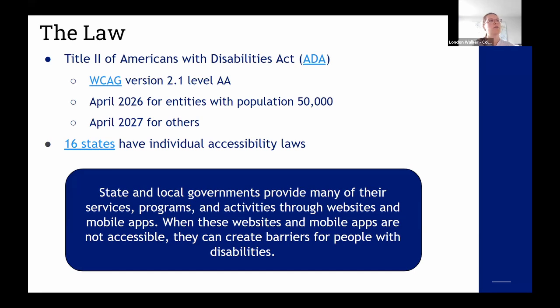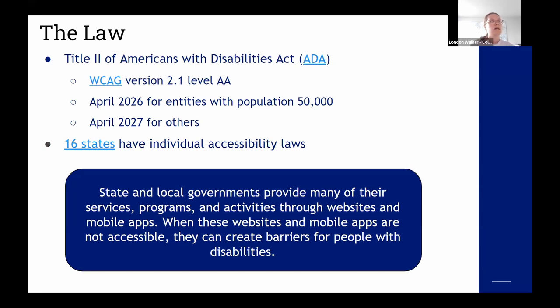All right, so starting out with the law, announced earlier this year is Title II of the Americans with Disability Act, or ADA. This law holds state and local governments to WCAG, or the Web Content Accessibility Guidelines, version 2.1, level AA. This won't be enacted until 2026 for larger entities and 2027 for smaller ones, but there is no better time to start accessible mapping than now. Along with this, 16 states have their own accessibility laws. We'll be walking through how to make maps compliant with WCAG 2.1 AA.